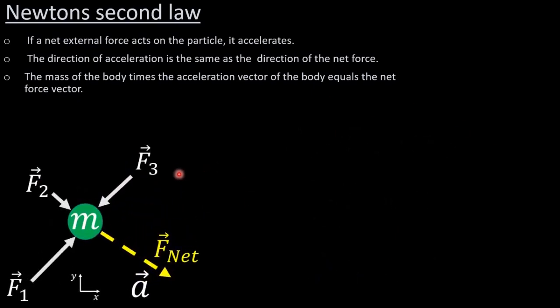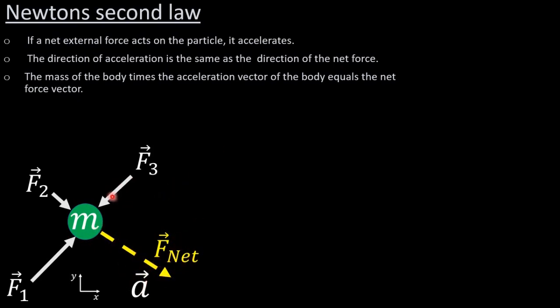So let's say if we now have multiple forces acting on the mass, okay, so we've got F1, F2 and F3. If we added all these forces together, that is going to produce a net force which acts in a particular direction, and the particle will accelerate in that direction of the net force.